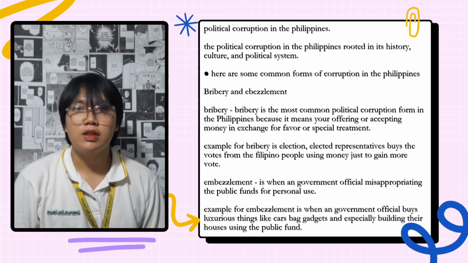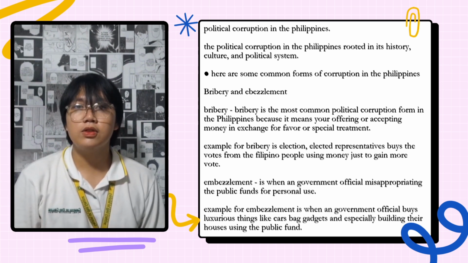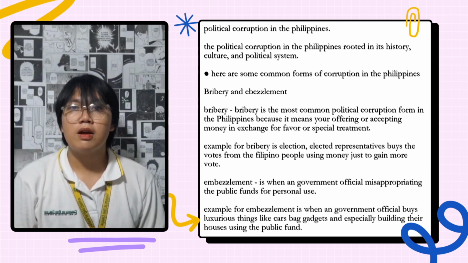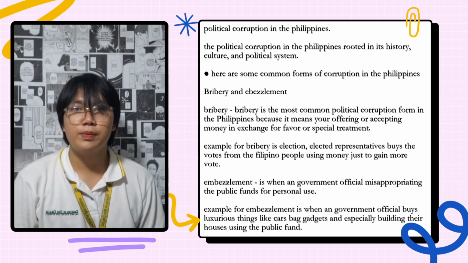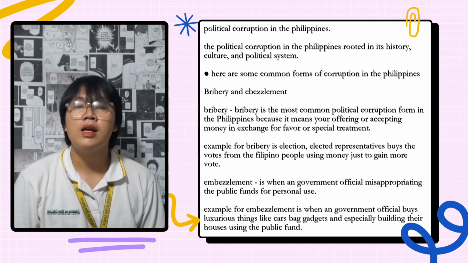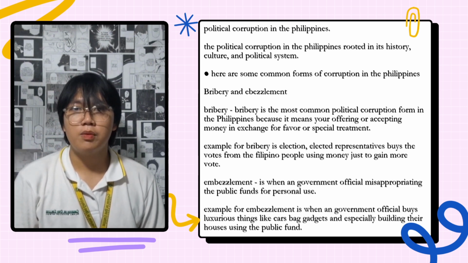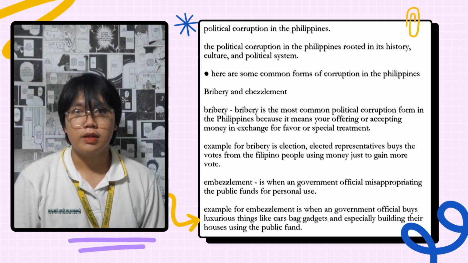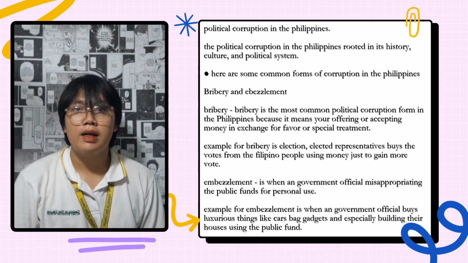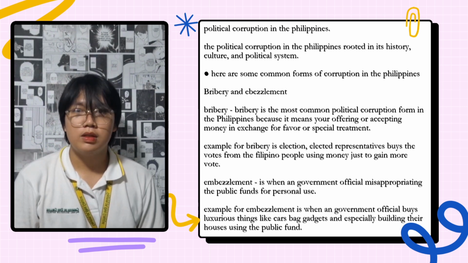The political corruption in the Philippines is rooted in its history, culture, and political system. Here are some common forms of corruption in the Philippines. We have bribery and embezzlement. Bribery is the most common form of political corruption in the Philippines because it means offering or accepting money in exchange for favor or special treatment. An example of bribery is in elections. Elected representatives buy votes from the Filipino people using money just to gain more votes.